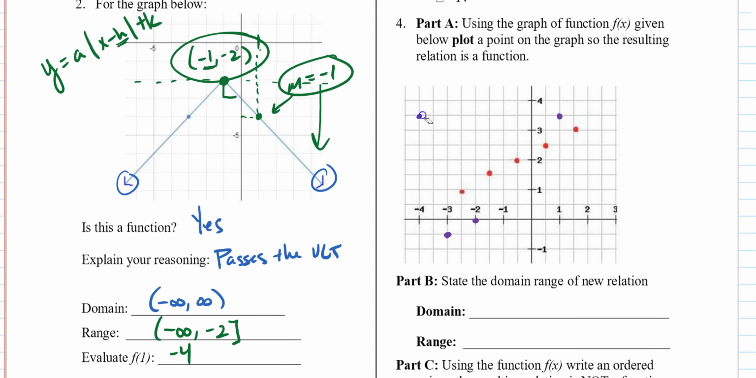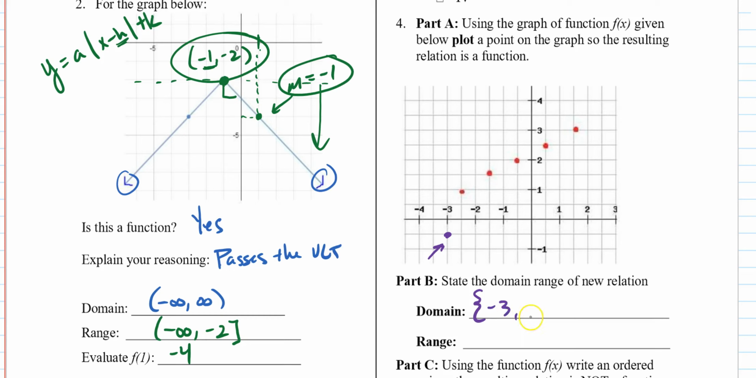For the sake of this, I'm just going to pick one of those. I'm going to pick this guy right here. And my domain, this is a discrete function. Remember, we use the braces. And my domain is the possible x values.